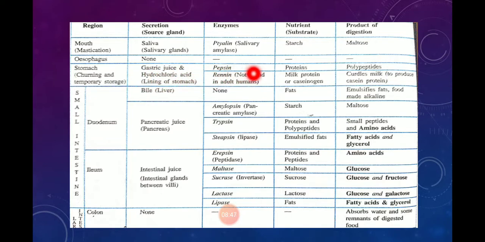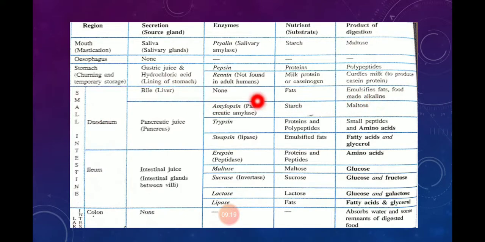It produces pepsin, which digests proteins and breaks them down into polypeptides, that is the smaller proteins, and renin, which is not found in human adults, while it is found in human infants and in some milk producing animals like cows and buffaloes. They help in digestion of milk protein and convert it into curd or cheese like material inside them.